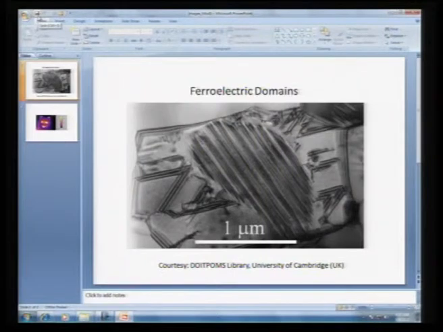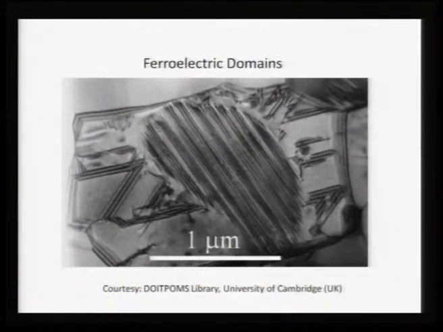So, if you look at this slideshow, this is the structure of a domain wall in a ferroelectric material. This is a picture of barium titanate, in a single crystal or polycrystalline material, I think, seen under a transmission electron microscope. So, this is a TEM image. The image bar here is about 1 micron in length.